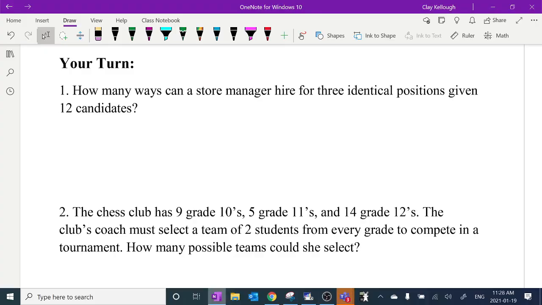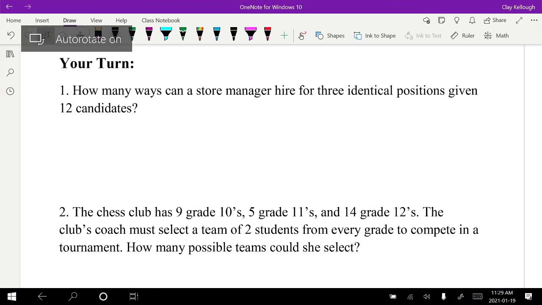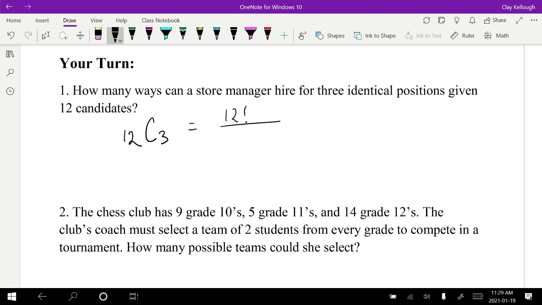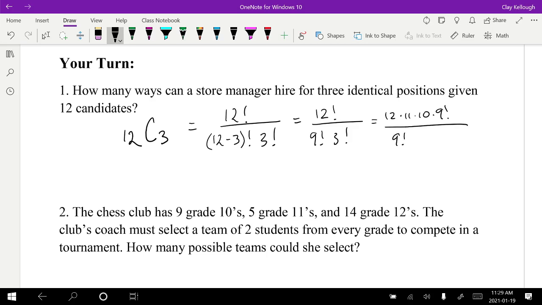How many ways can a store manager hire for 3 identical positions if there's 12 candidates? Pretty simple. 12 choose 3. I actually don't need a calculator for this one, right? That's using the formula 12 factorial over (12 minus 3) factorial times 3 factorial. So that's 12 factorial over 9 factorial times 3 factorial, which is 12 times 11 times 10 times 9 factorial over 9 factorial. And I know 3 factorial is 3 times 2 times 1, which is 6. So those cancel. 6 goes into 12 twice. 22 times 10 is 220. If you ran it through your calculator, hopefully you got the same answer I did.